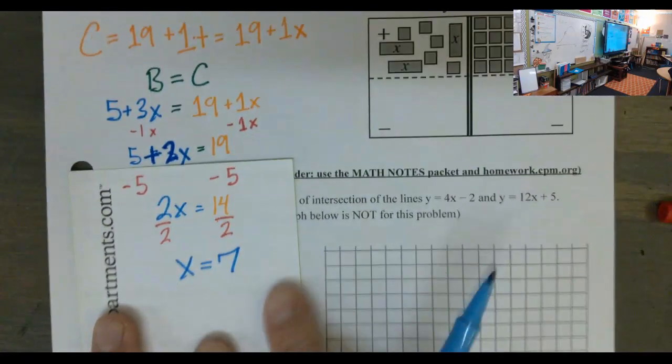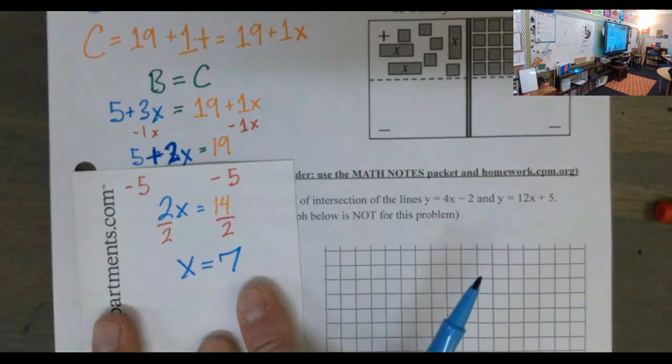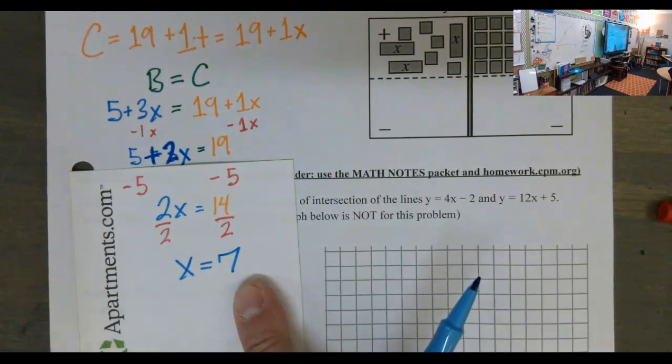What label would that 7 get? Turn to your neighbor and hopefully you agree. What label would that get?